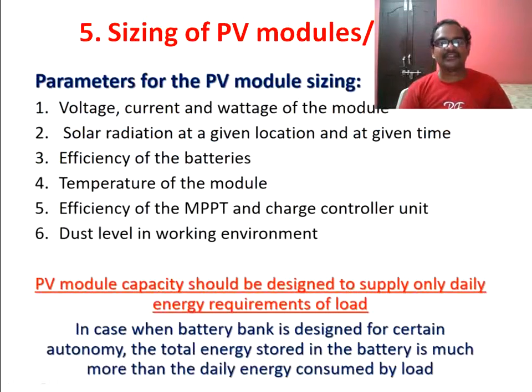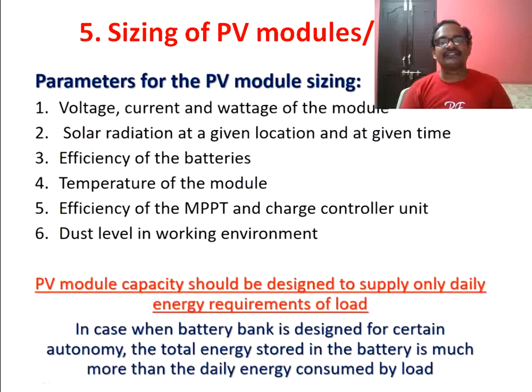Next, the last one is the sizing of the PV modules or arrays. Before doing that, we need to know the required parameters. The parameters for PV module sizing are the voltage, current, and wattage of the module. We are already given that: a 15 volt, 5 ampere, 75 watt peak panel.